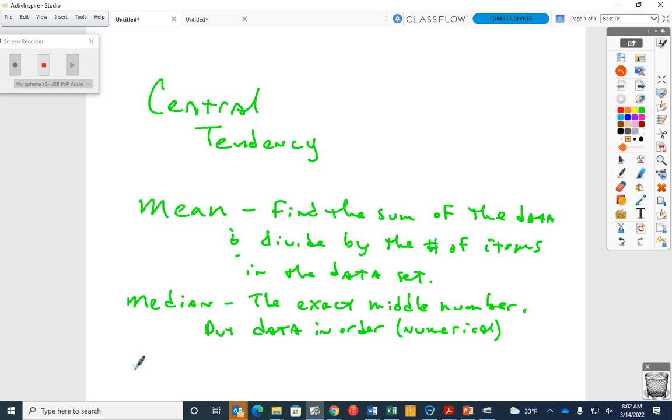Okay, and then the last one is a mode. Does anybody know what a mode is? What's a mode, Lily? Is it the most common number? Yes, the number that occurs most. Can there be more than one mode? Yes, if a number occurs most and it's tied with another number that occurs most, there can be more than one mode.